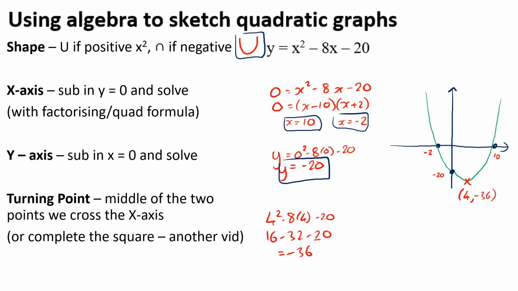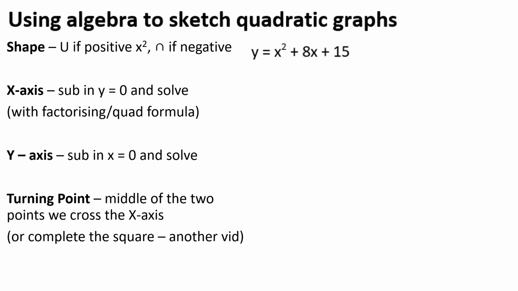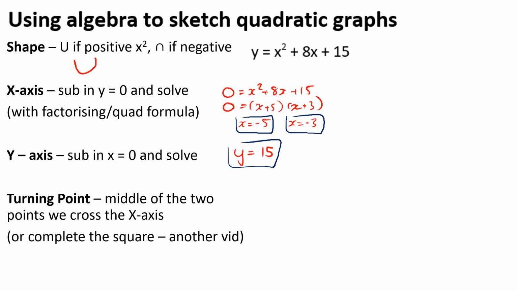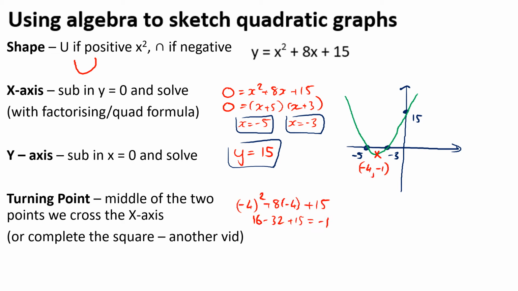Okay, a few more to go. So try this one. Pause and unpause in 3, 2, 1. So there's the points where we cross the axis. Minus 5, minus 3, and 15. Generally what our graph will look like over there. And then the turning point is halfway between minus 5 and minus 3. So it's going to be at x equals minus 4. And the y coordinate will be minus 1. Cool. Let's try another.